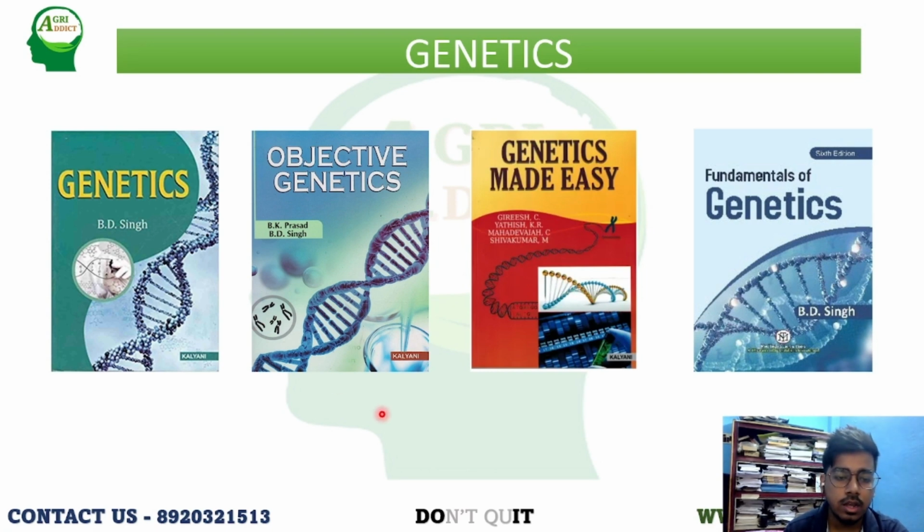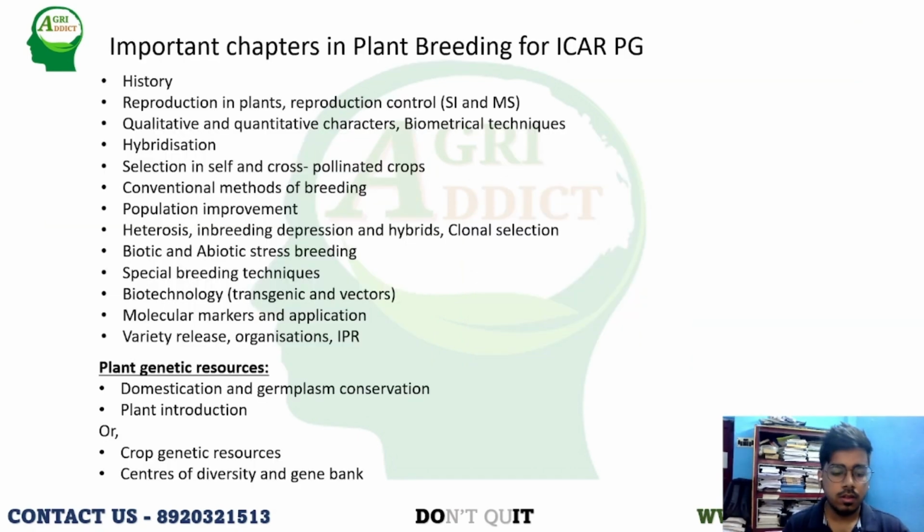Then after that, you should revise one chapter after completing both the genetics book and Genetics Made Easy. You should revise one chapter in a day and try to solve the questions asked from those chapters from the objective genetics book, for that chapter only.